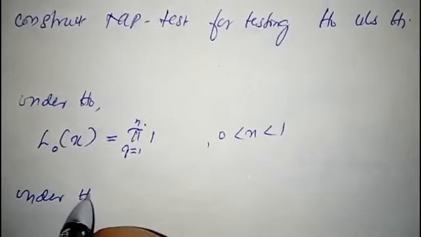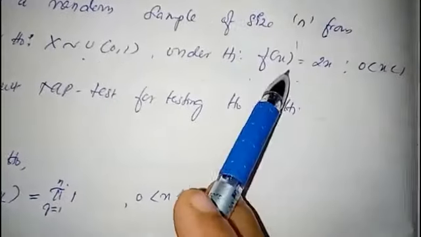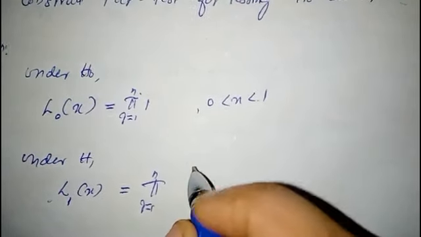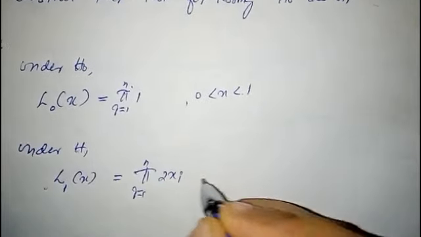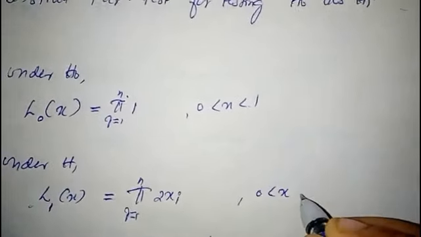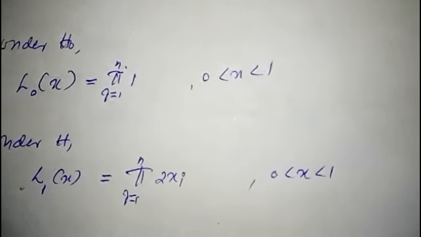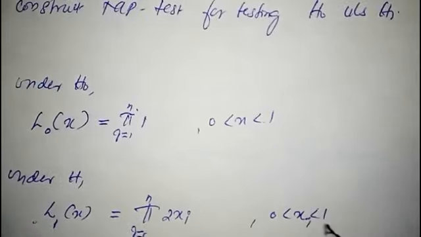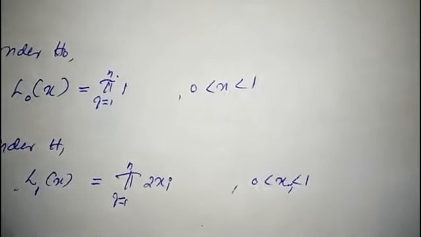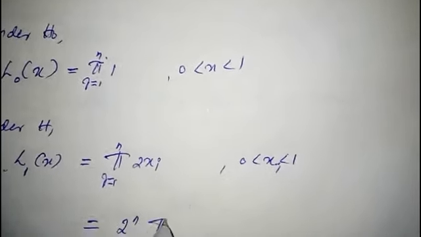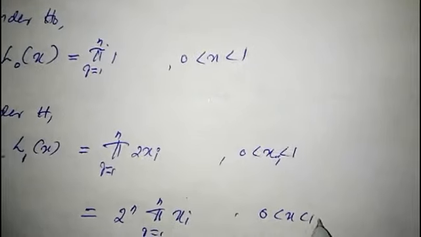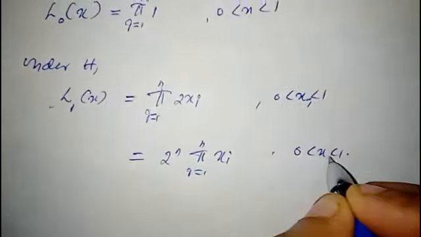Then under H1, f(x) = 2x. There are no parameters, so we can write L1 of x as the product from i = 1 to n of the density 2xi, for 0 < xi < 1. Then we can write the product of 2xi as 2 to the power n times the product from i = 1 to n of xi. The range is 0 < xi < 1.